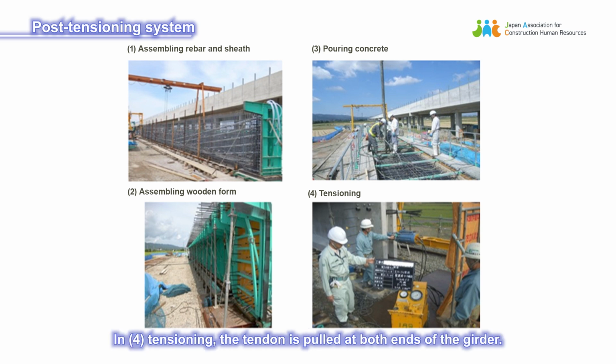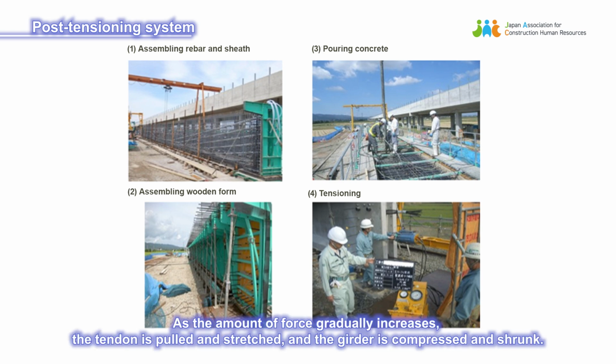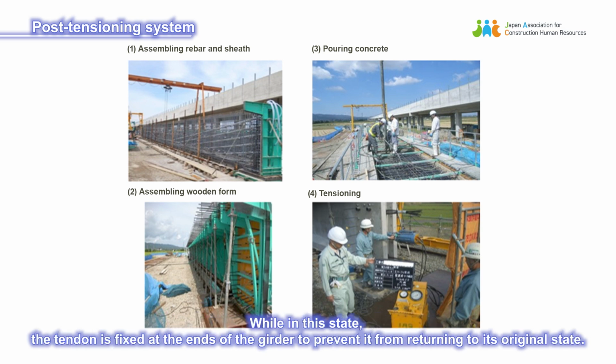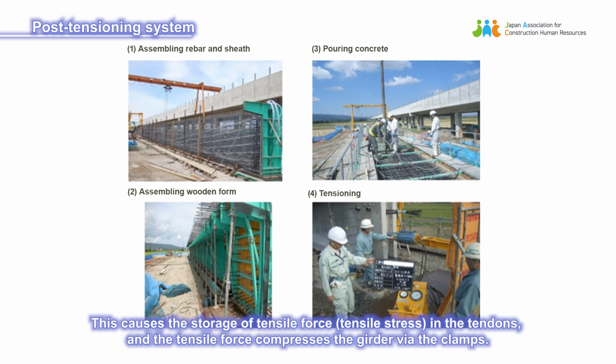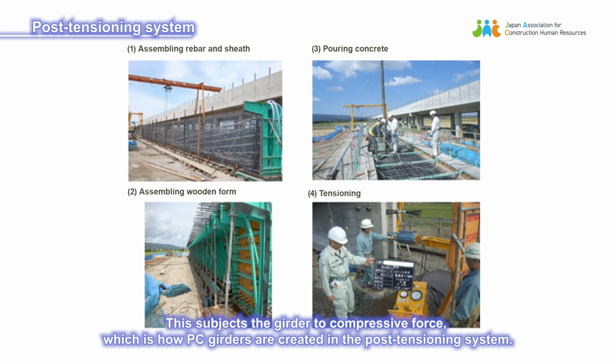In 4. Tensioning, the tendon is pulled at both ends of the girder. As the amount of force gradually increases, the tendon is pulled and stretched, and the girder is compressed and shrunk. While in this state, the tendon is fixed at the ends of the girder to prevent it from returning to its original state. This causes the storage of tensile force, tensile stress, in the tendons, and the tensile force compresses the girder via the clamps. This subjects the girder to compressive force, which is how PC girders are created in the post-tensioning system.